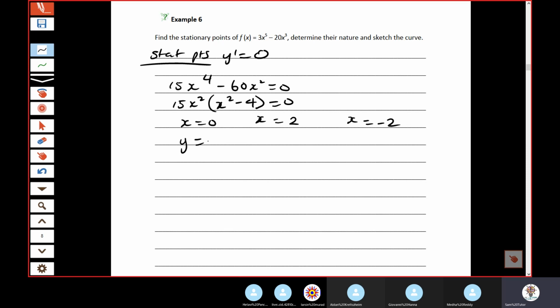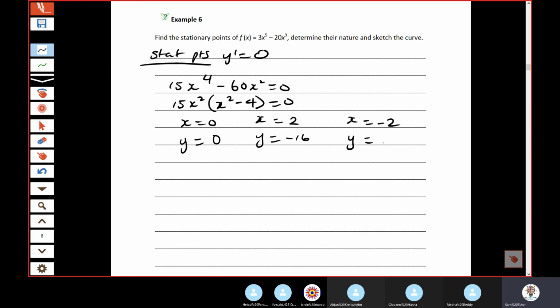Is it your nature? Or no? No, factorize. I didn't do x squared and brackets x squared minus 4. But you still factorize x squared out? Yeah. Ah, okay. Y equals 0. Y equals negative 16. We'll accept it if no one says otherwise. And same thing. Shouldn't be. Maybe positive 16.